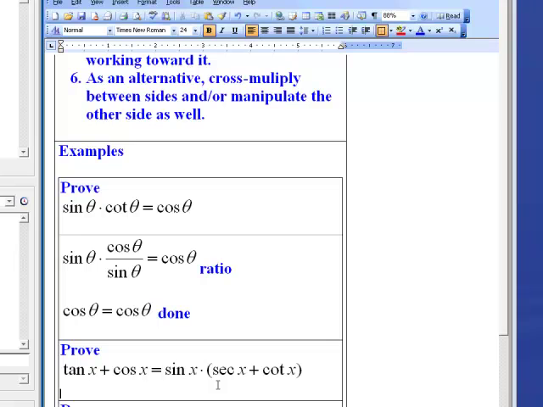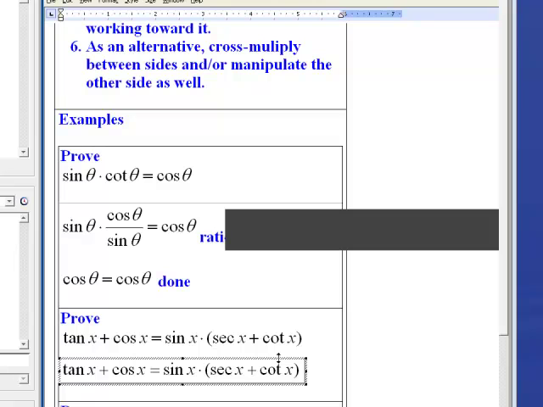Okay, prove the next one: tangent plus cosine equals sine times secant plus cotangent. Looks like the expression on the right is a little bit more complicated. The one on the left is actually not that easy either. What we may not want to encounter is a single trig function plus another single trig function. Maybe if there was a square in there somewhere, it might help, but it's not the case. These are actually a little bit tougher, but let's see what happens on the right-hand side.